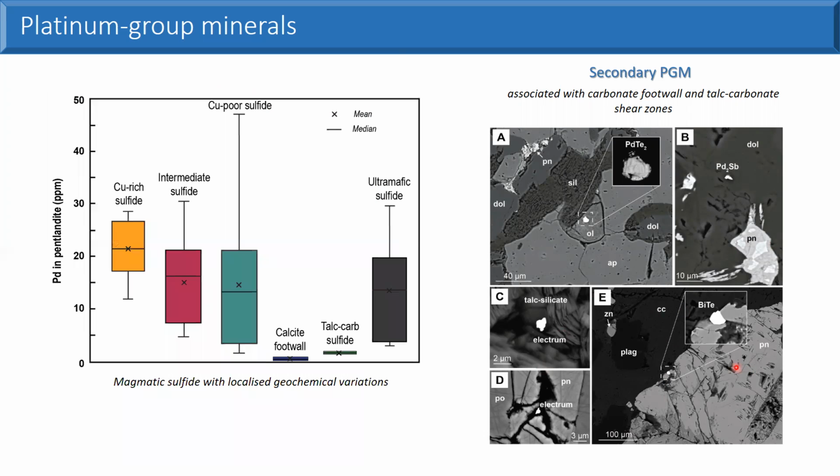And this is interesting because if we look at palladium in pentlandite, the bulk of the ore body has a high palladium in pentlandite, which is typically representative of a high temperature magmatic pentlandite origin, whereas the secondary PGMs are associated with low palladium in pentlandite. This suggests that although the bulk of the ore body formed from a high temperature magmatic sulfide, we do see localized geochemical variations, likely due to either deformation or hydrothermal fluids.